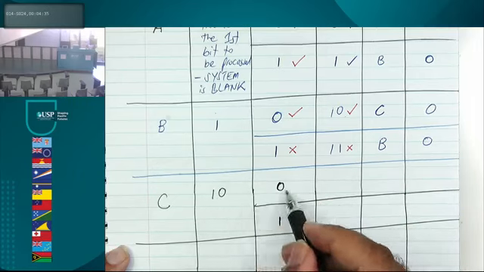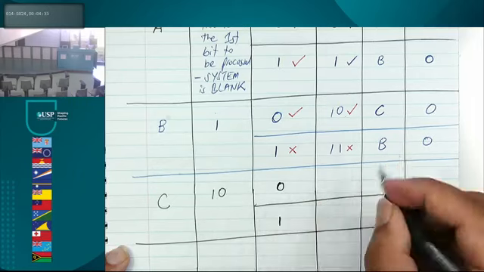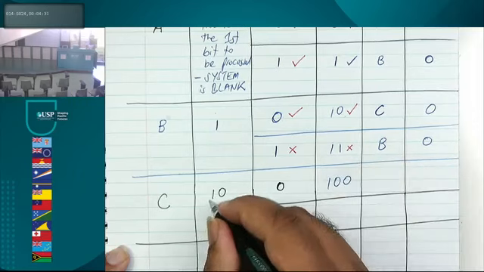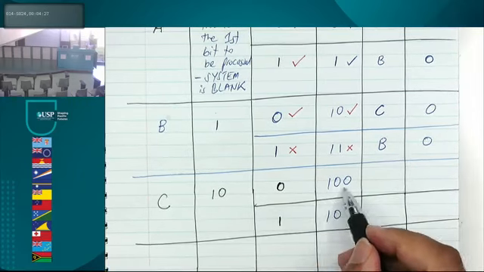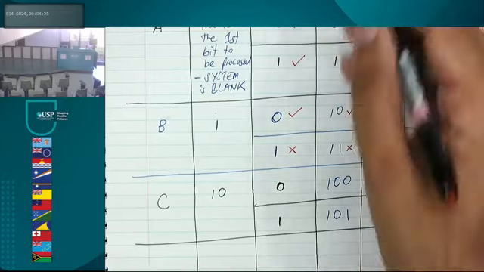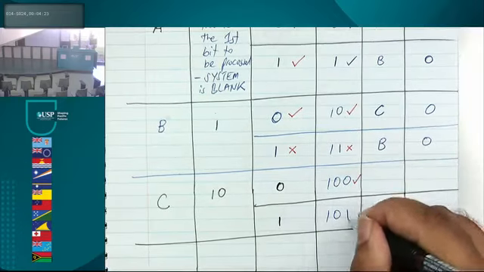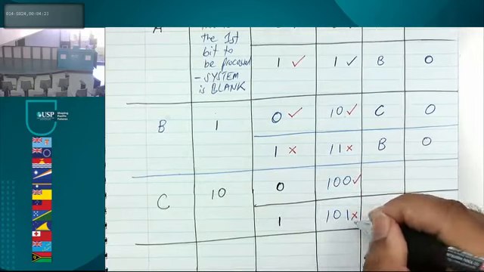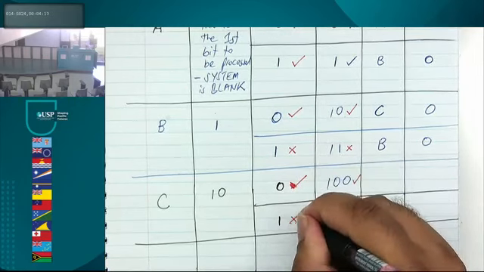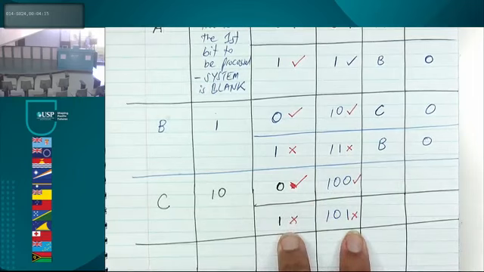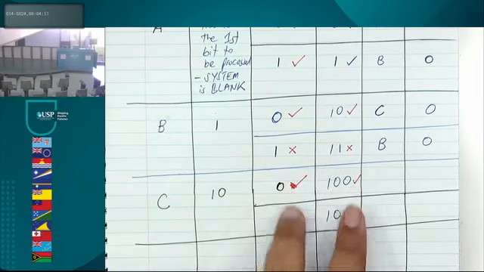Now, if we put these three together, 1 0 and 0, that becomes 1 0 0. This becomes 1 0 1. Now, we look at this. 1 0 0, is that there? Yes, that's in. What about 1 0 1? No. This one was yes. This one was a no. So obviously, if there's a cross here, there'll be a cross here. So they'll go in parallel.